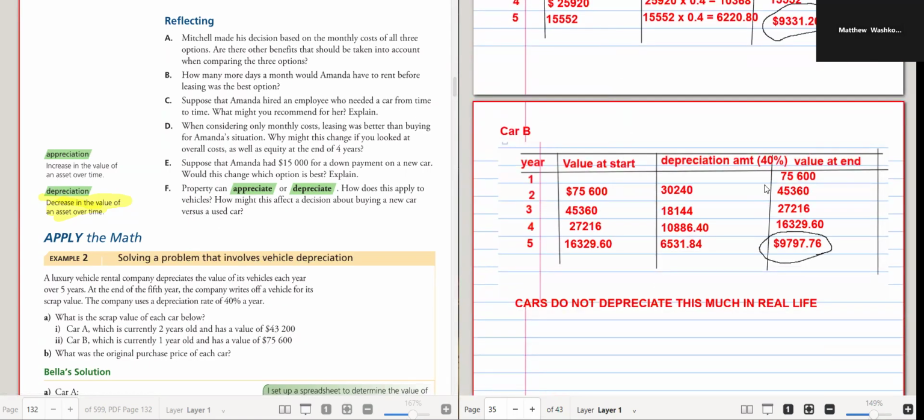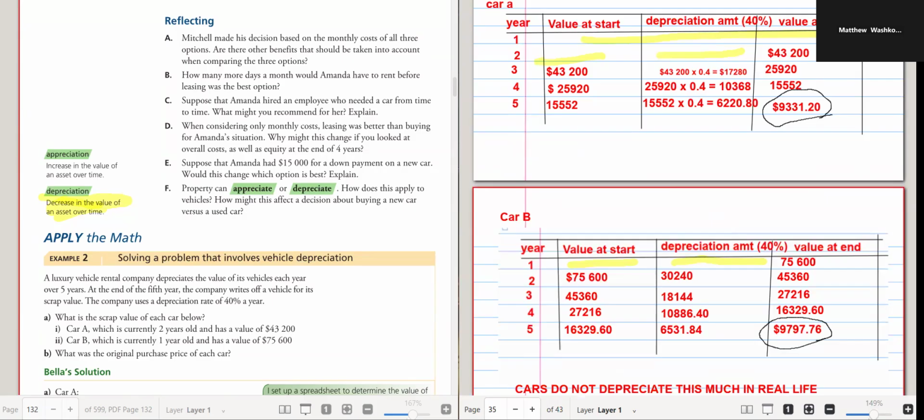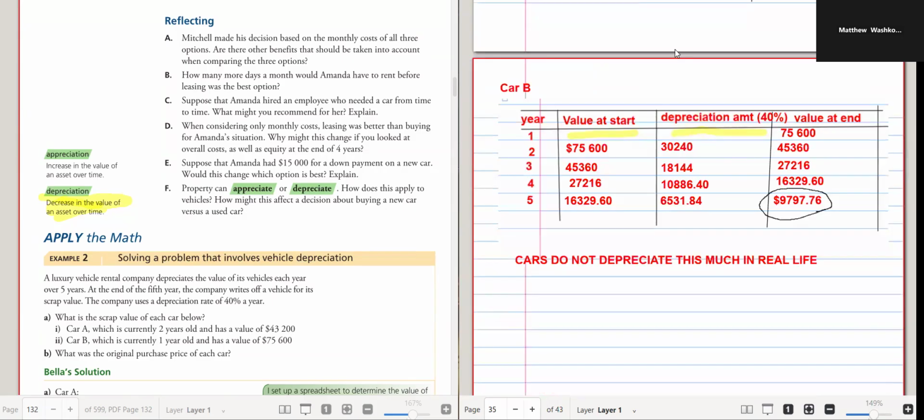All right. So question B, however, asks us, what was the original price of the car? Which means we got to work backwards. And there's a couple ways we can do this. One is, you have to take your value at the end. You have to figure out, well, what's the depreciation amount? Let's use this 75,600 thing here.